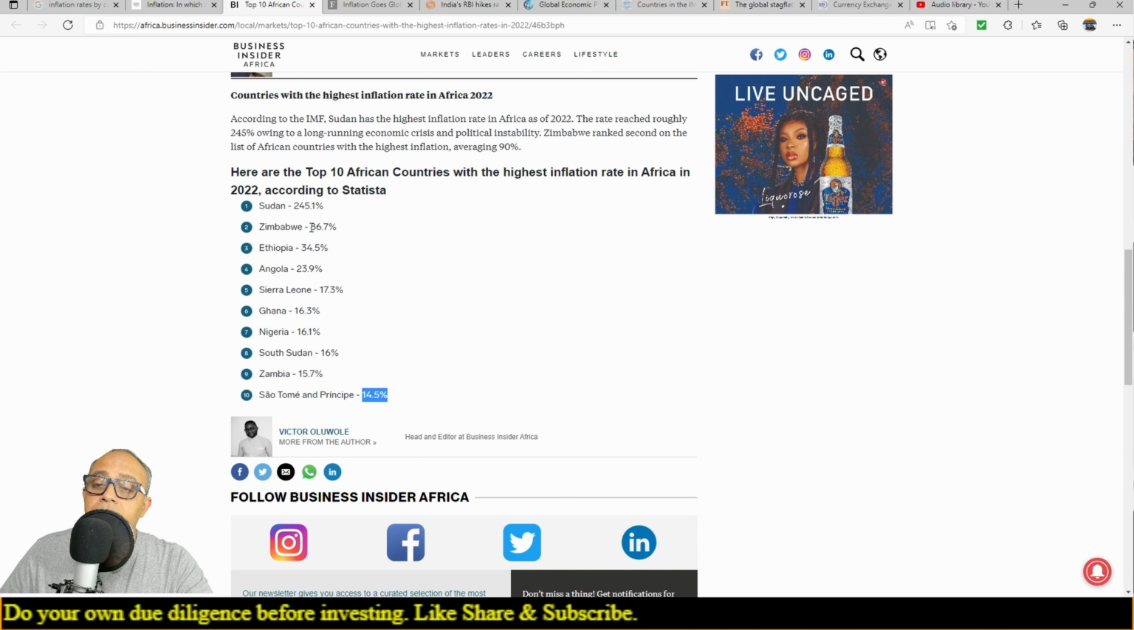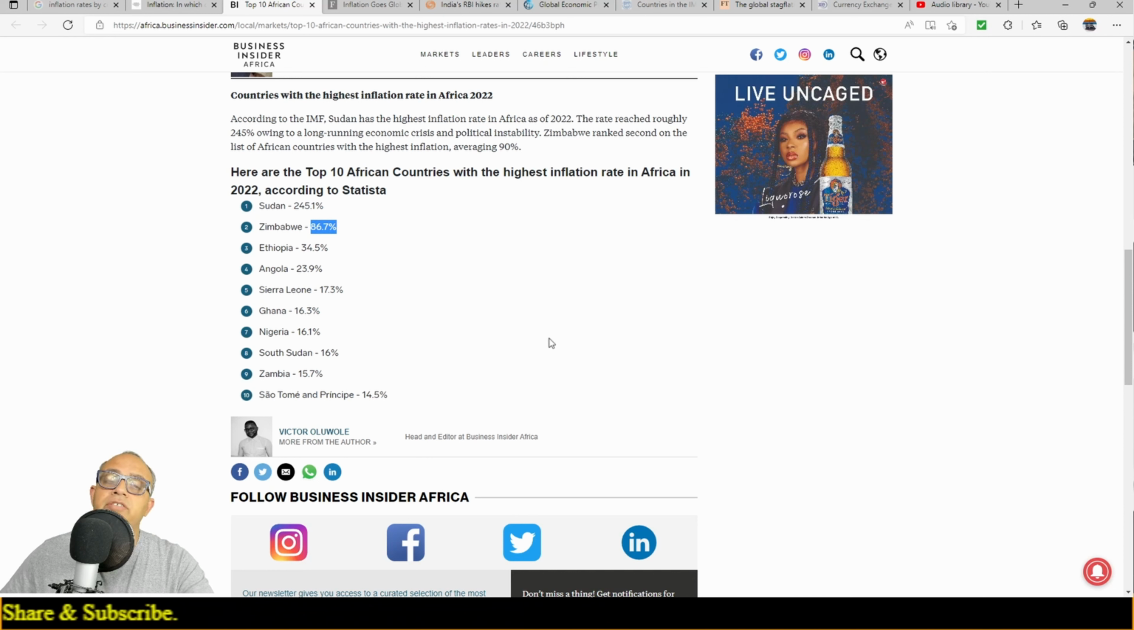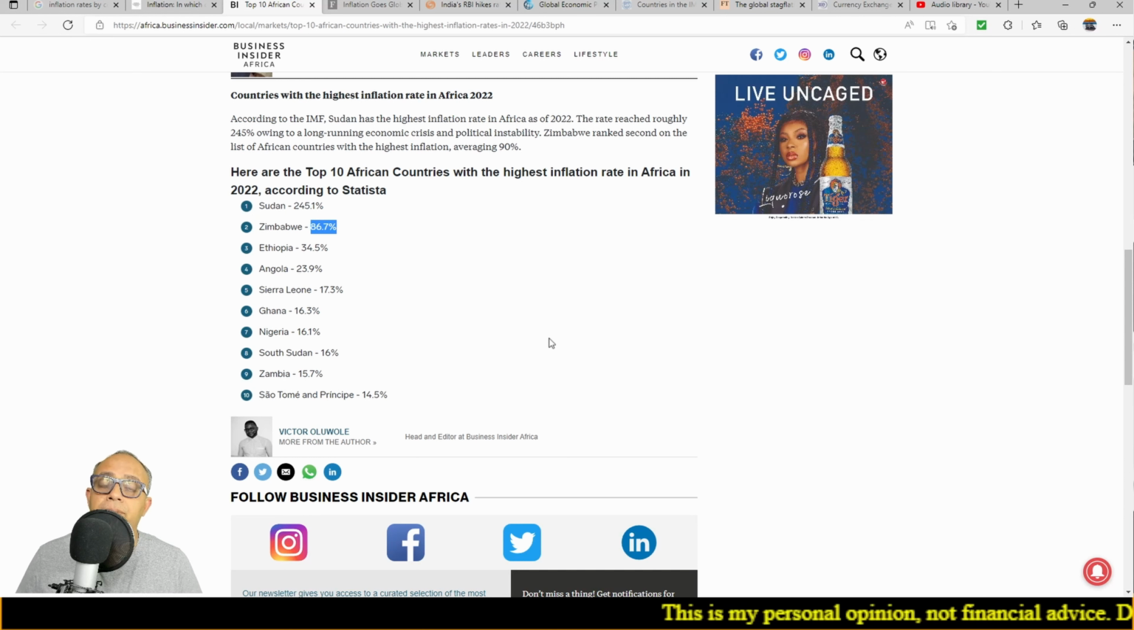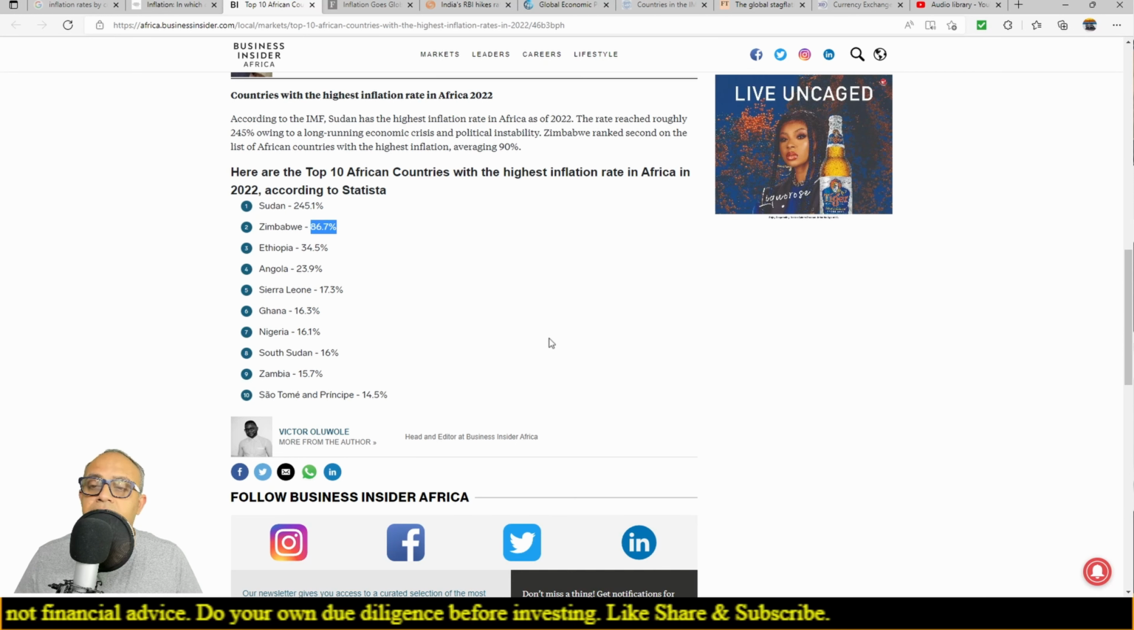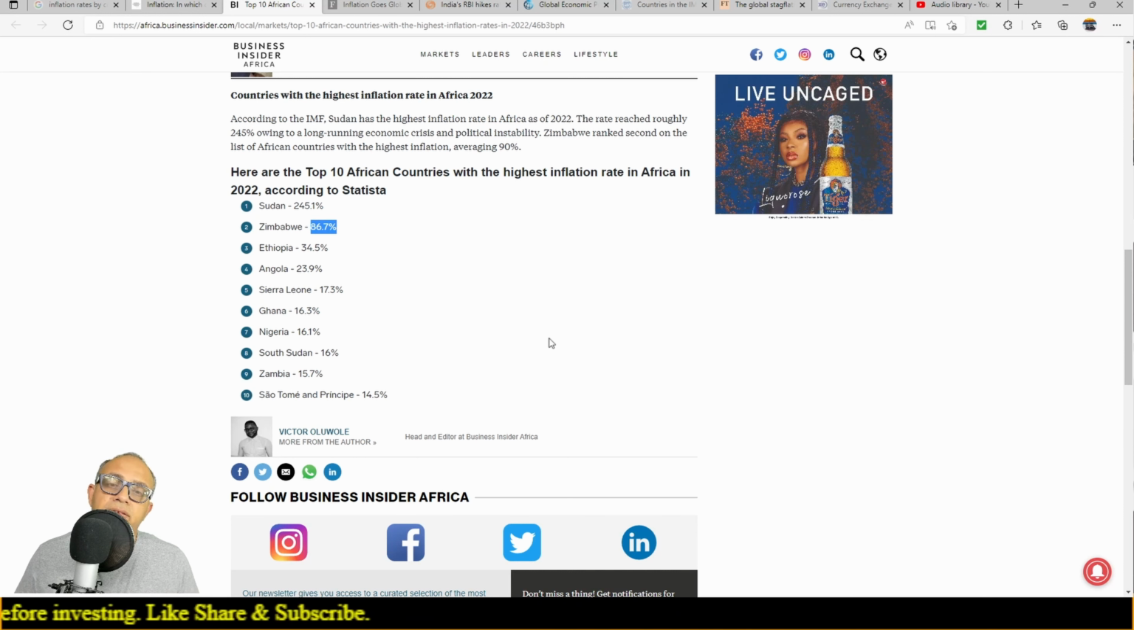Zimbabwe is slightly better than before at 86.7%, and all this inflation is because there is more liquidity and there are fewer goods that the liquidity is chasing. Therefore, the goods have become expensive. In ordinary times, we would say, okay, mop up the funds, as it's a problem of having too much money in the economy. But right now, the problem for these countries is that they are lesser developed countries.